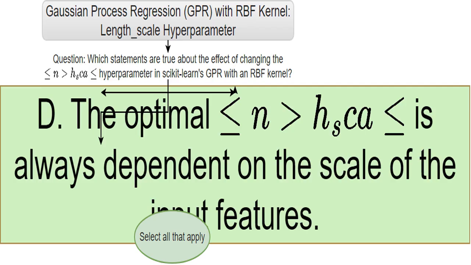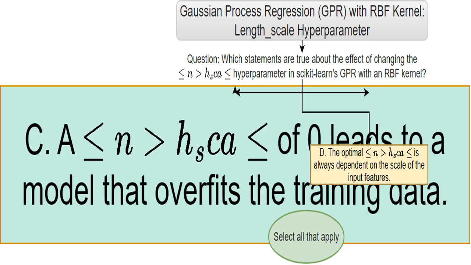The best length scale depends on how spread out the input data is. If your data has features measured in meters and others in kilometers, you'll get a different optimal length scale compared to data where all features are on a similar scale. I need to scale my data for the best results. A length scale of 0 means the model only considers identical data points. This is extreme overfitting. The model perfectly matches the training data but fails miserably to predict anything outside that dataset. It's like memorizing your training data instead of learning the pattern.